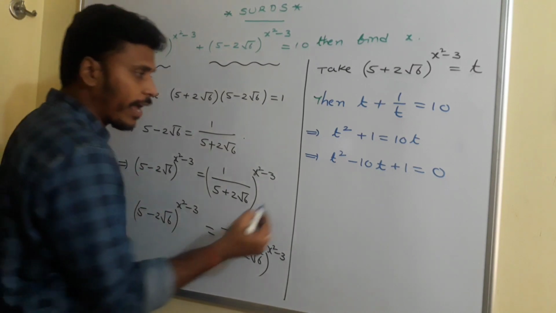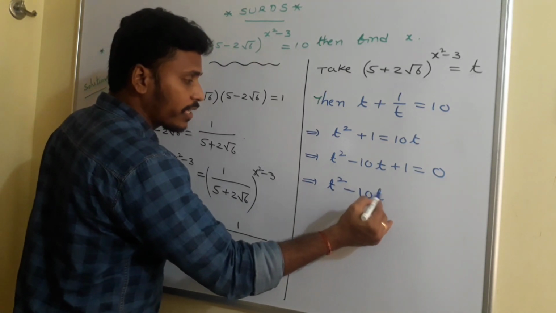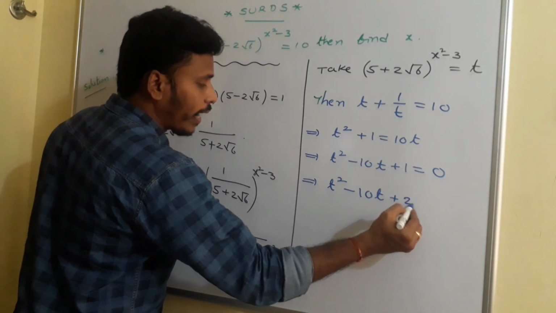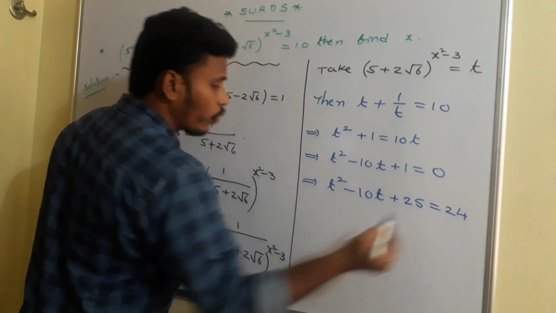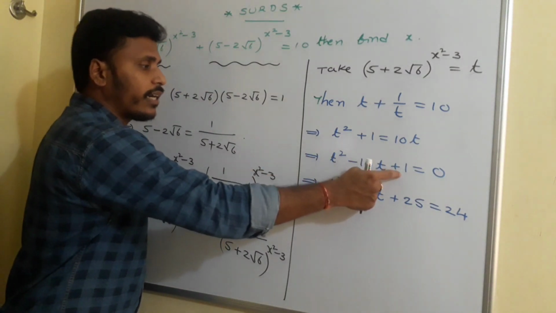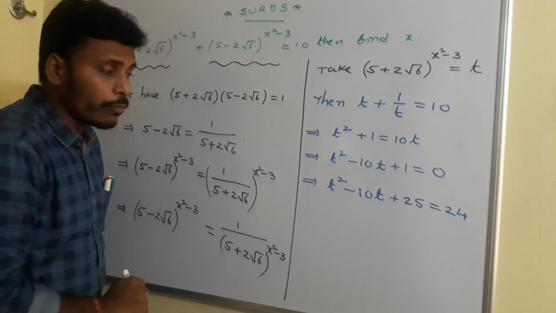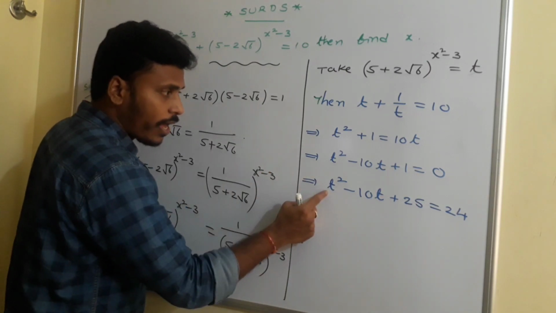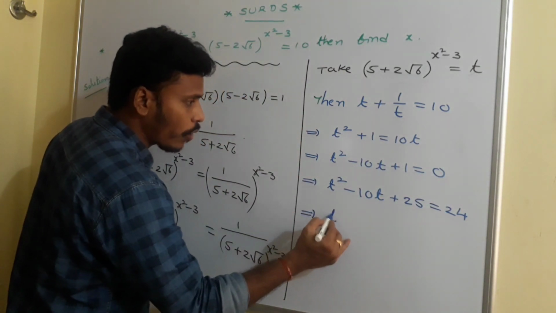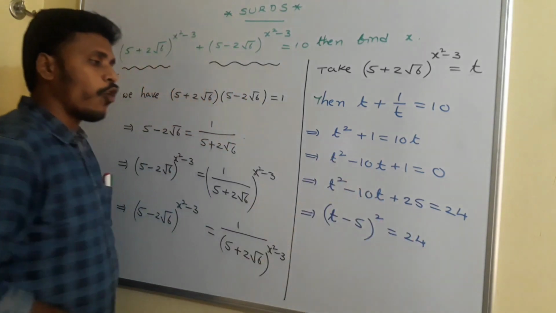First of all, try to find the value of t. To find the value of t, I am rewriting it like this. t square minus 10t, this is 2 into 5. With that idea, I am going to write it like 25 is equal to 24. How is it? See, I have t square minus 10t plus 1 is equal to 0. Just add 24 both sides. If you add 24 both sides, it becomes t square minus 10t plus 25 is equal to 24. Now in the next step you have t minus 5 whole square is equal to 24.